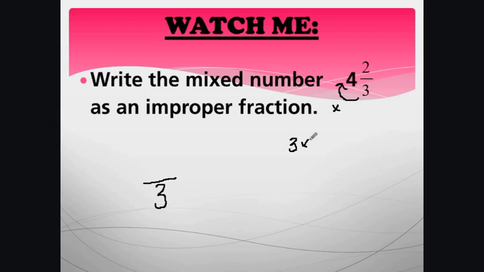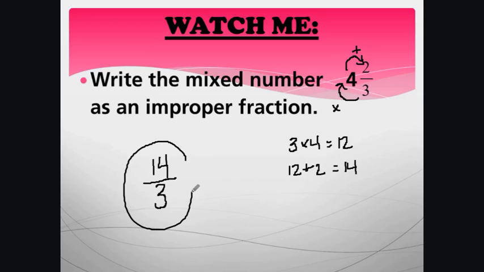So 3 times 4, which equals 12. And then from there, I'm going to add whatever my numerator is. So plus 2. 12 plus 2, which equals 14. So the mixed number of 4 2/3, written as an improper fraction, where my numerator is larger than my denominator, would be 14 over 3.